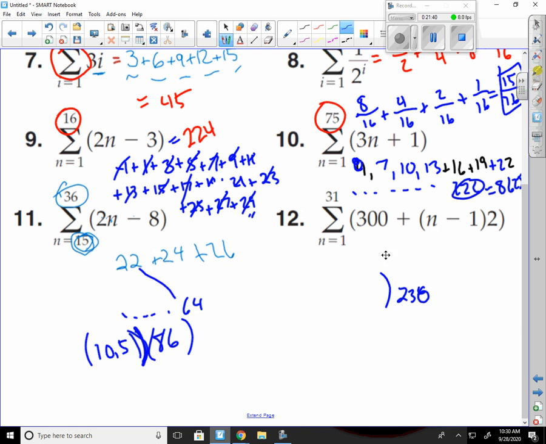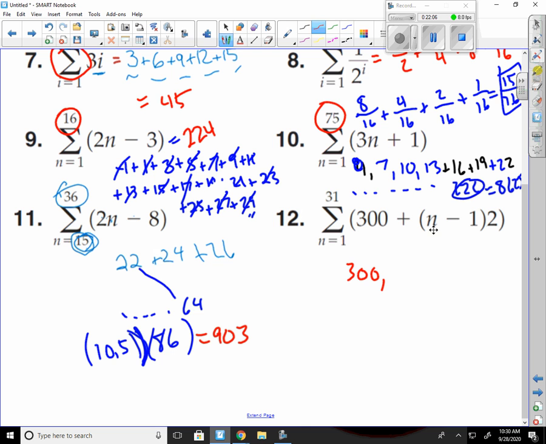So 903. Number 12, 300 plus n minus 1 times 2. Start with 1. 1 minus 1 is 0. So it's 0 times 2. So this first term would just be 300.